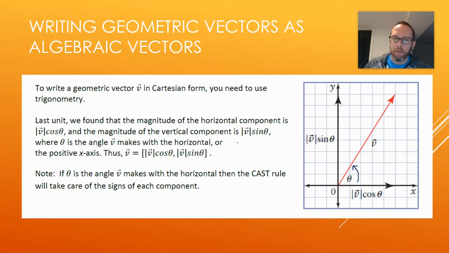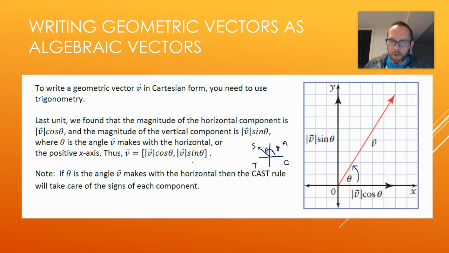What's cool about this is, think about this vector v is obviously in quadrant 1, and the angle is between 0 and 90, so cosine and sine are positive. And so you're going to get a positive x value, positive y value. But say, remember the CAST rule, say you had a vector in this quadrant where only sine is positive.